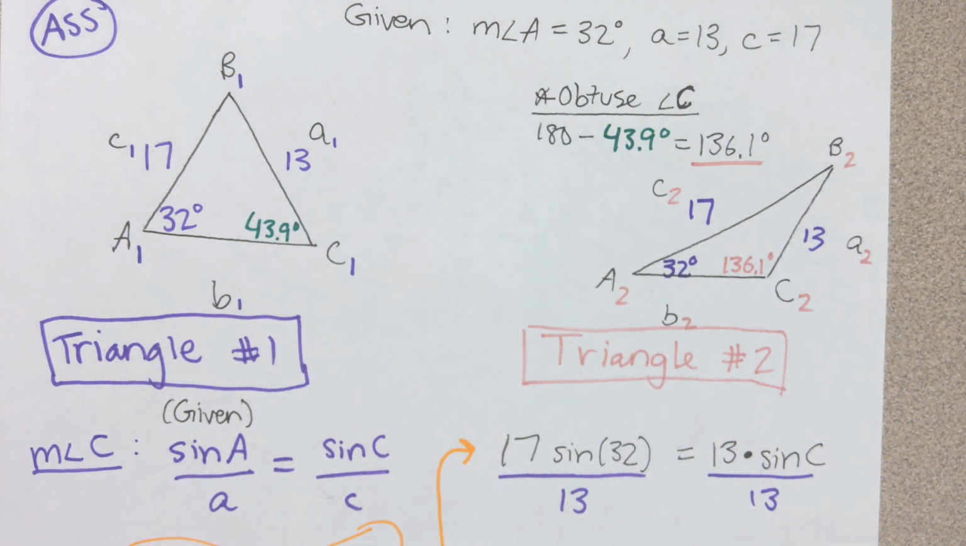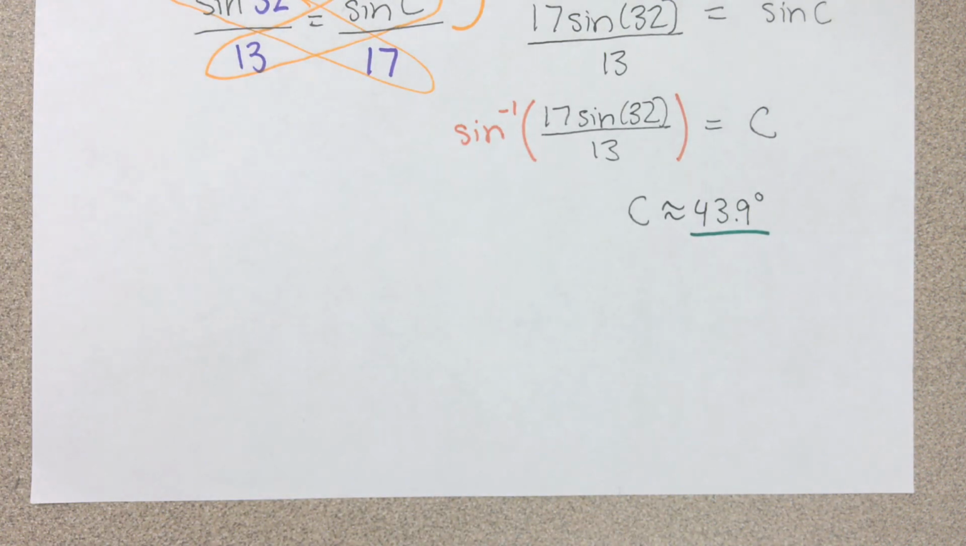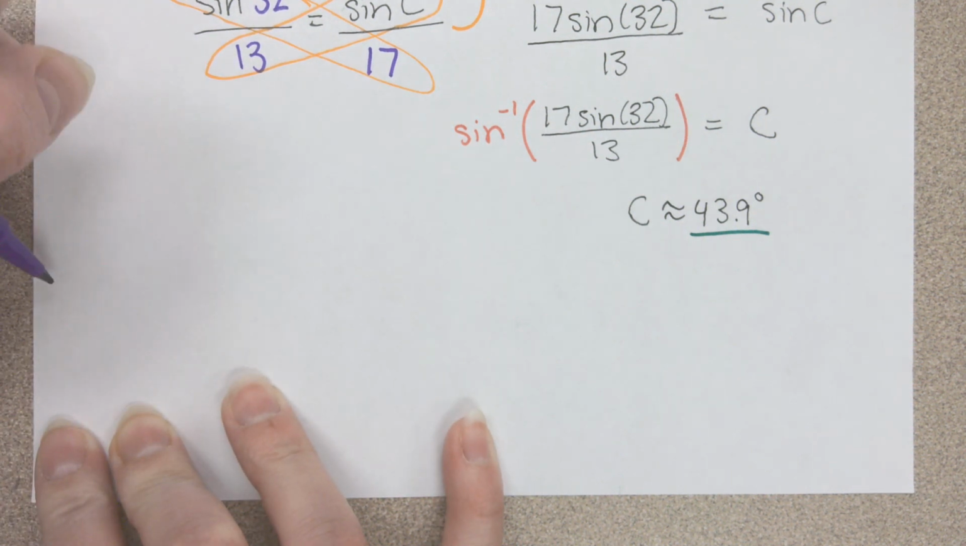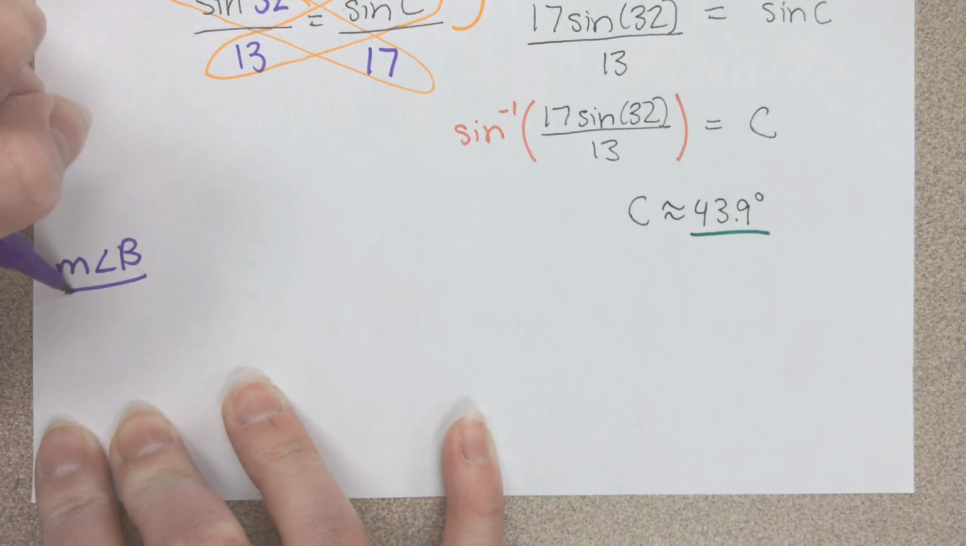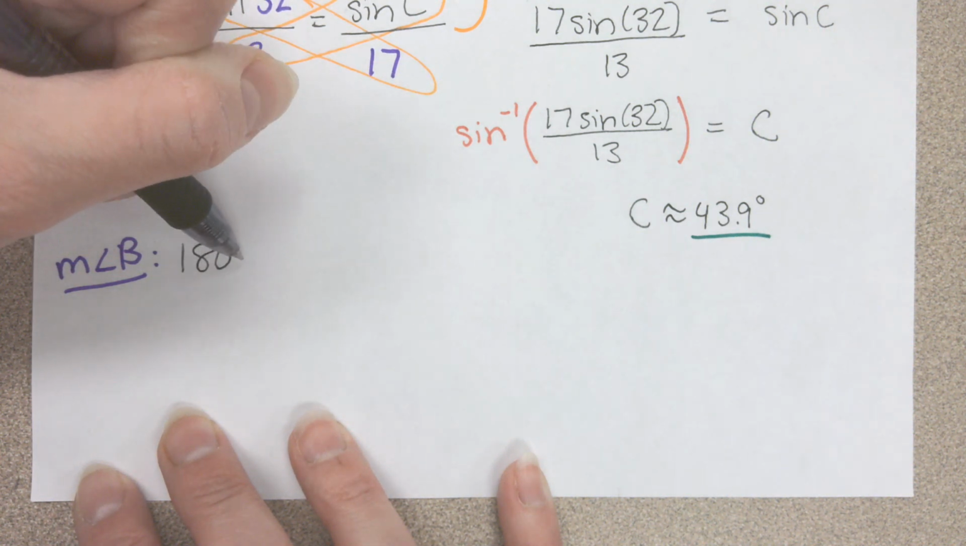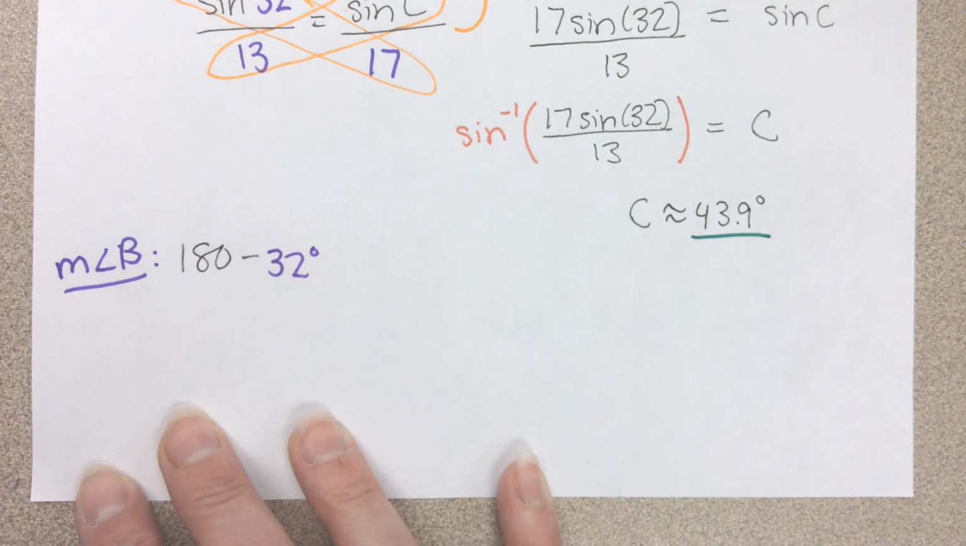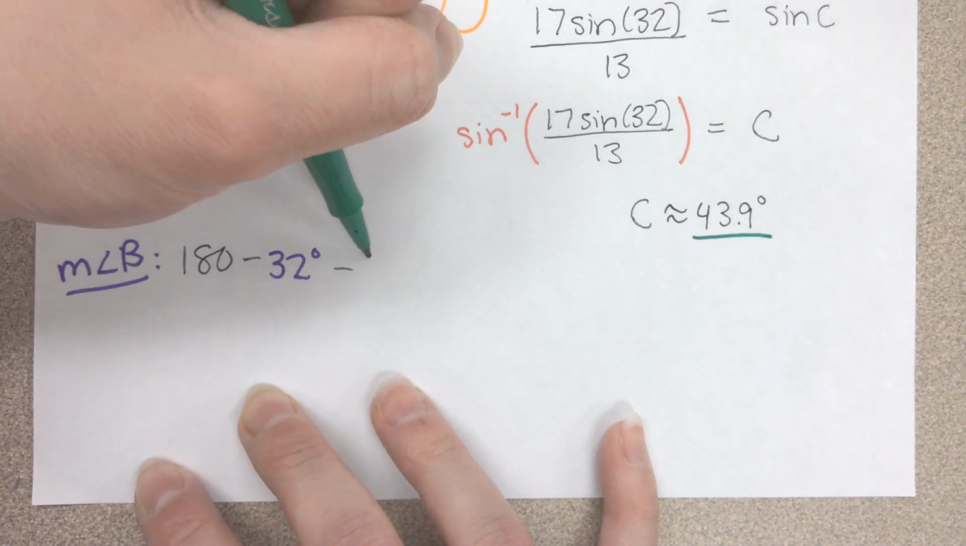Okay, I'm going to finish solving triangle 1 first. So I'm going to go for angle B. Measure of angle B, we just do 180 minus the other 2 angles. Minus 32 degrees for angle A. Minus 43.9 degrees, that was angle C.